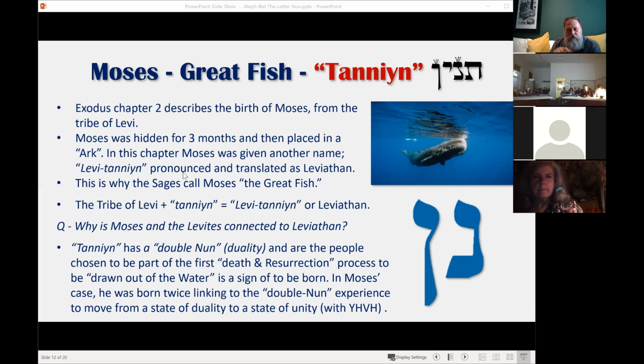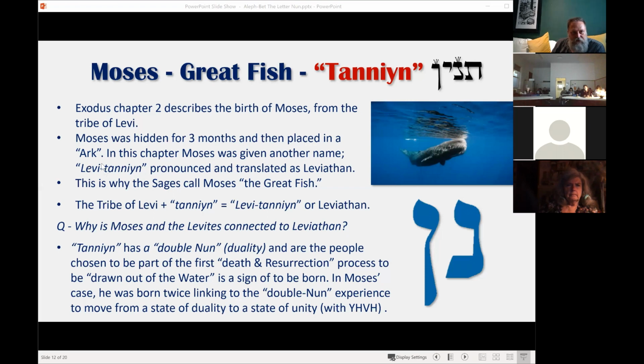The story of Moses, the symbolism of Moses, that was born, placed in the water, and born again, drawn from the water, as if he was born again. And now we see the 2 nuns in Tanin coming into full understanding of what that represents. So the first nun is your physical birth. The large nun is your rebirth, or the second birth, or spiritual birth.